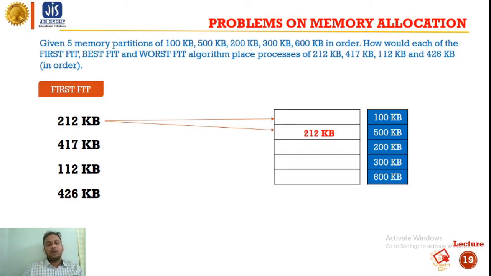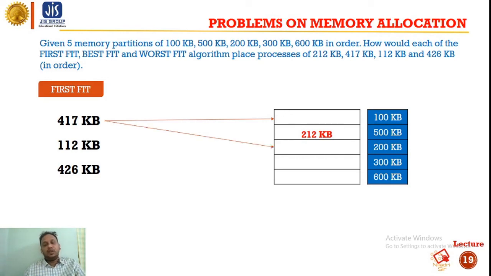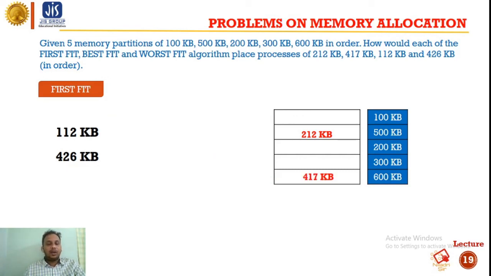Next one is 417 KB. We cannot insert 417 KB in 100 KB. In 200 KB it will not be inserted. It will not be inserted in the 300 KB hole. We will insert it in the 600 KB hole. So now we have 112 KB and 426 KB.